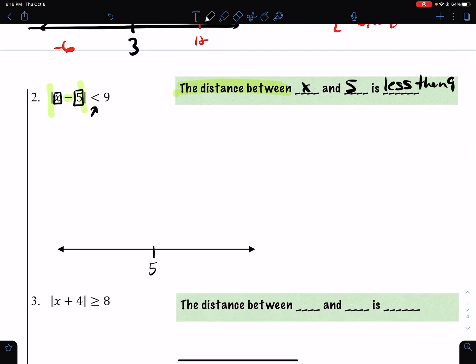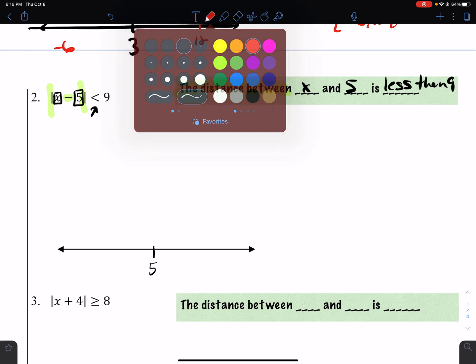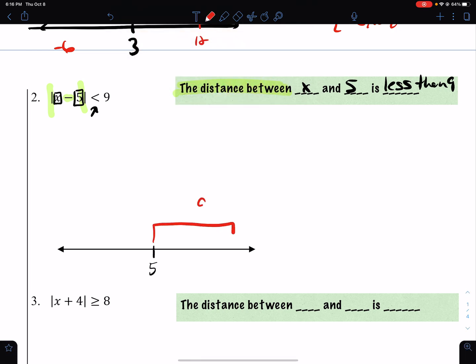Now, the solutions to this inequality are not exactly 9 away, but that would be a great starting point, right? If I knew the numbers that were exactly 9 away, so like 14, if I go 9 to the right, if I go 9 to the left, that would be -4. So those numbers I'm going to put an open circle on because they're exactly 9 away. I don't want exactly 9 away. I want less than 9 away.